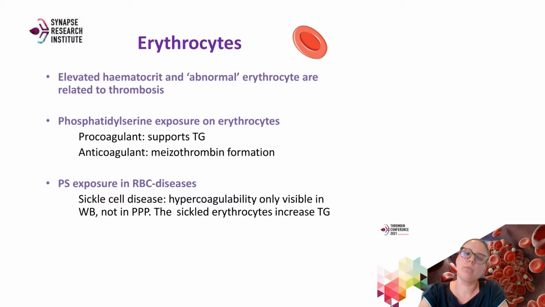When we look at the red blood cell disease, sickle cell disease, we see that patients have up to a 10-fold increase in their PS exposure on red blood cells. So they express more PS on their membranes, and this is only visible when we measure thrombin generation in whole blood, but not when it's measured in platelet poor plasma. So it is really the sickled erythrocytes that increase thrombin generation in these patients.